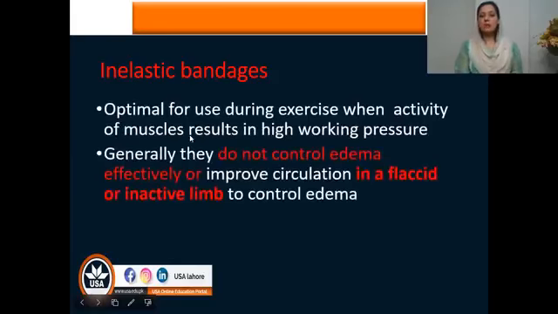So it is optimal for use during exercise, when activity of the muscle results in high working pressure, as it is not going to control the edema effectively or improve it in a flaccid or inactive limb.